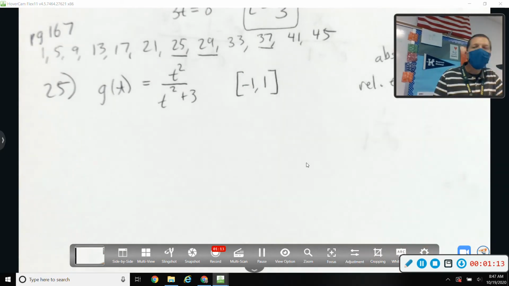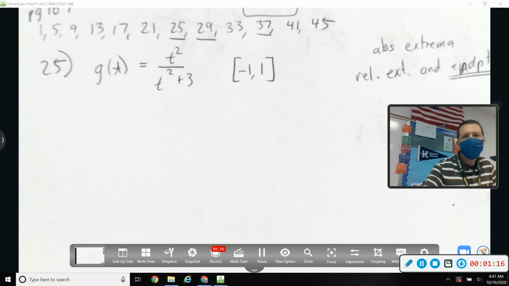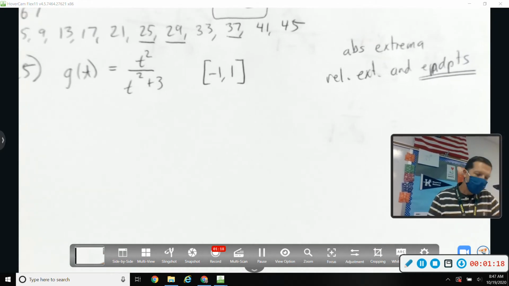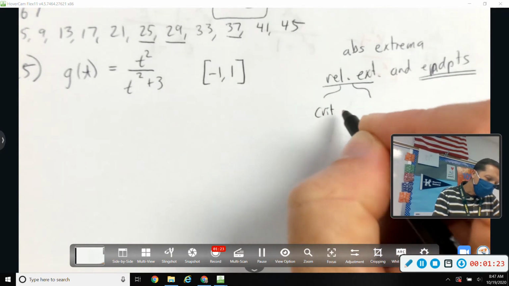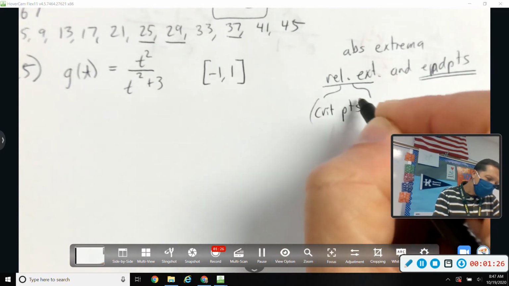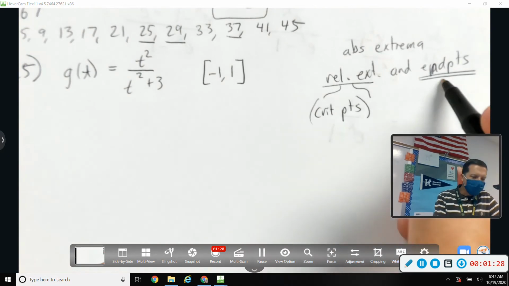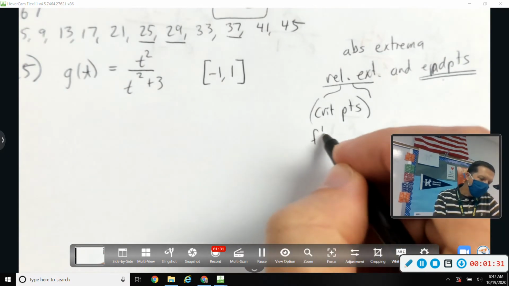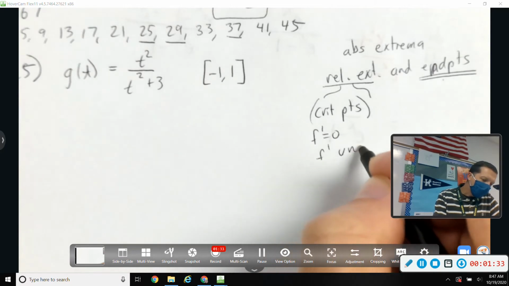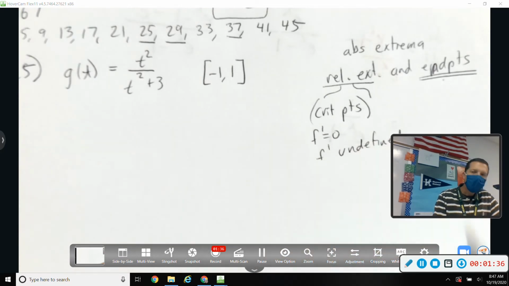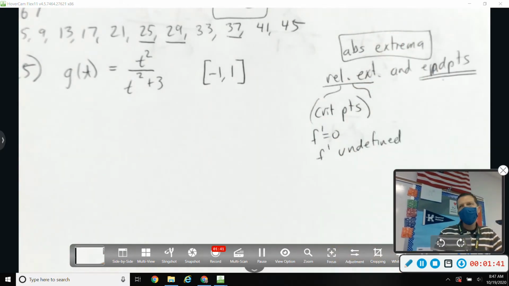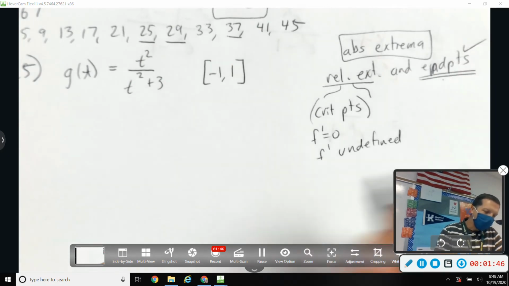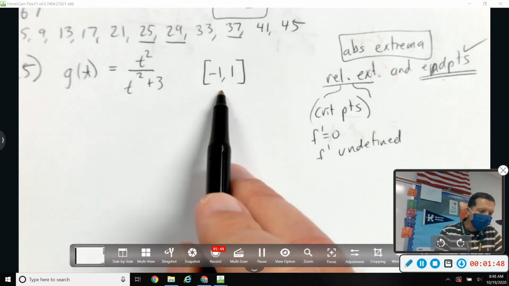So checking endpoints is one thing that people forget to do. Relative extrema come from our critical points. So endpoints they give to us, critical points are where f prime equals 0 or f prime is undefined. So we've got to do all this work to build up to our goal, to find the absolute extrema, but it takes a little while to get there. So endpoints we have, they gave those to us. Now let's find our critical points.